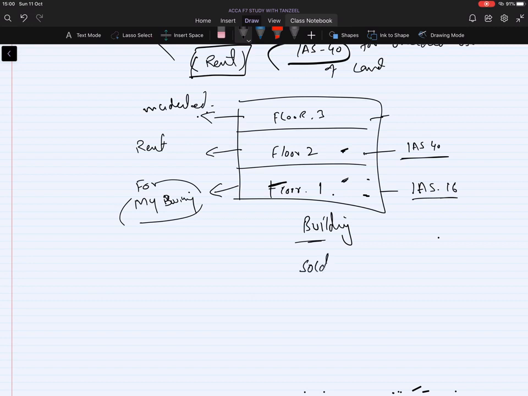The two conditions are: it can be sold separately, and the second condition is leased separately. If you have separate leases for these two, and you can sell these two separately, in two different ways, then only you can apply their standards.